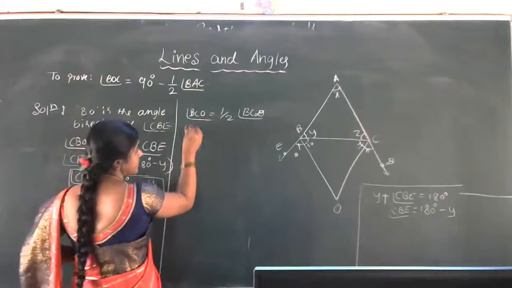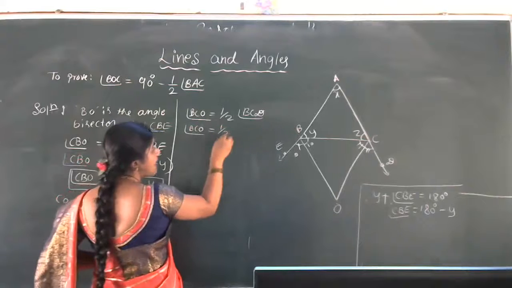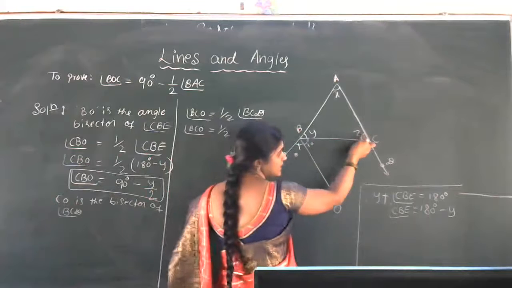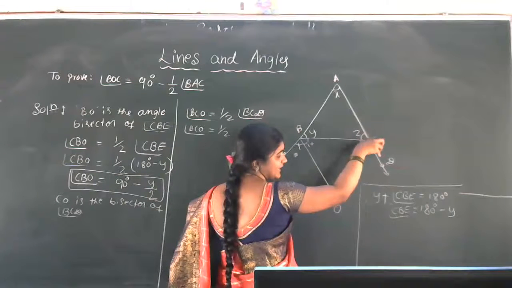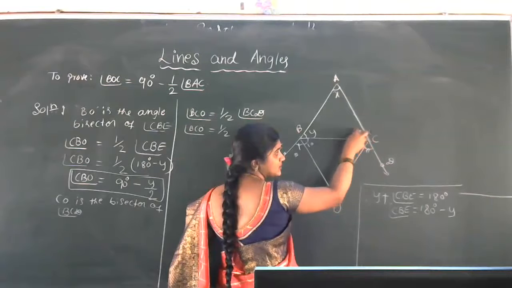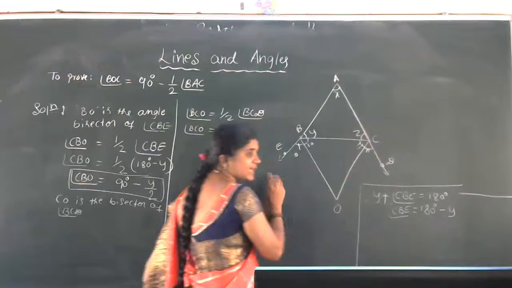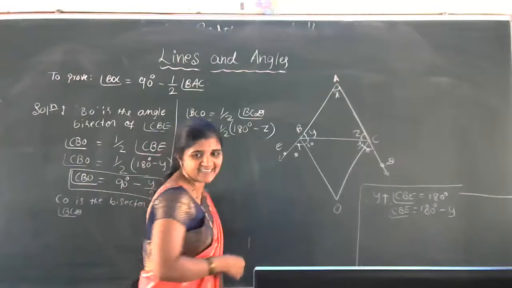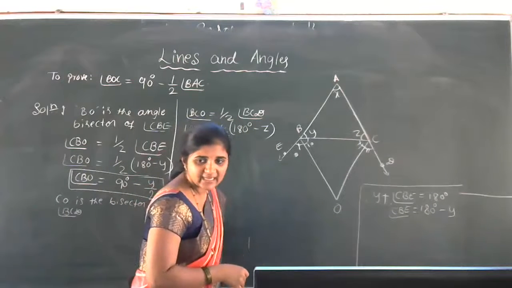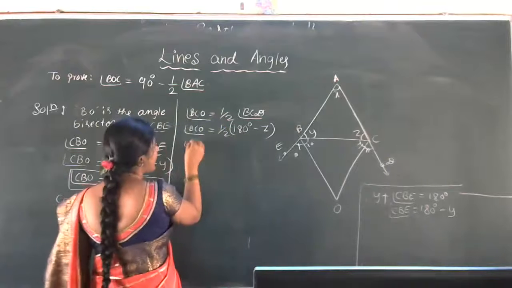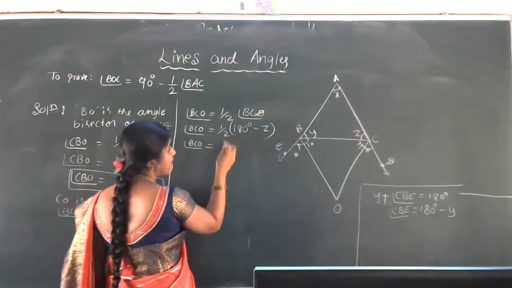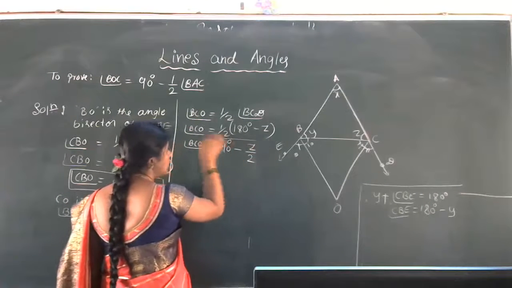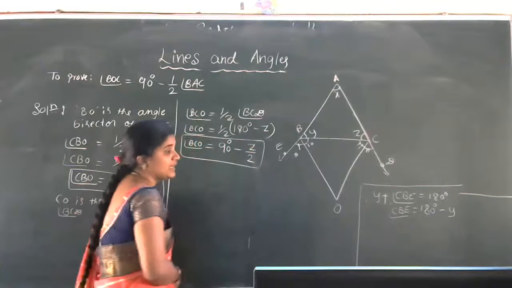Now in the same method, BCO is half of BCD. Again the same procedure. Your total angle is a straight angle, 180 degrees. In that 180 degrees, if we remove Z, can we get angle BCD? So BCD we can write as 180 degrees minus Z. Is that clear? Therefore, angle BCO is equal to half of 180, which is 90, minus half of Z, that is Z by 2. So this is the second angle in this triangle.